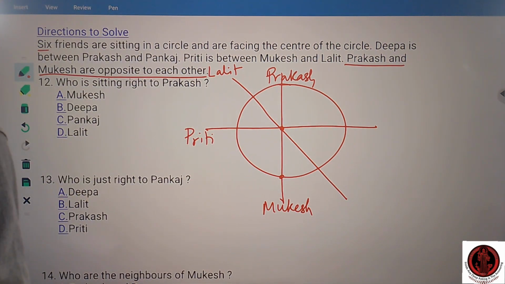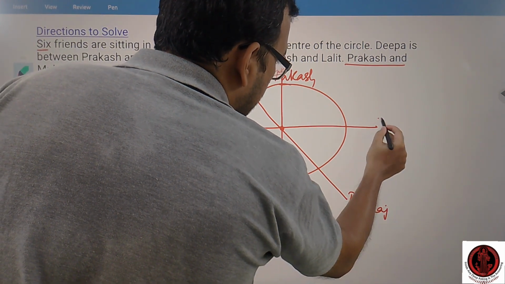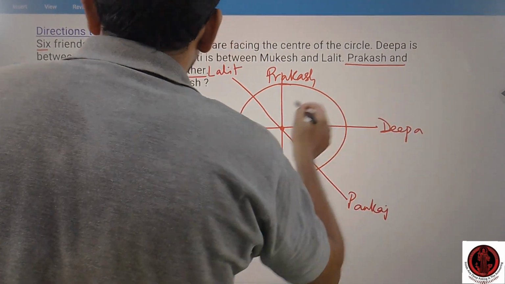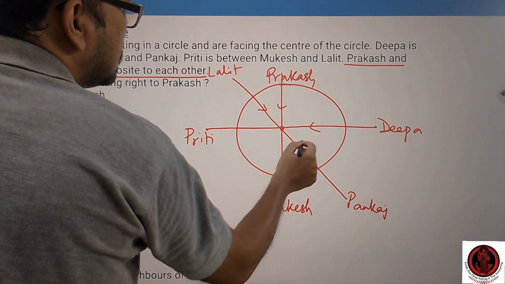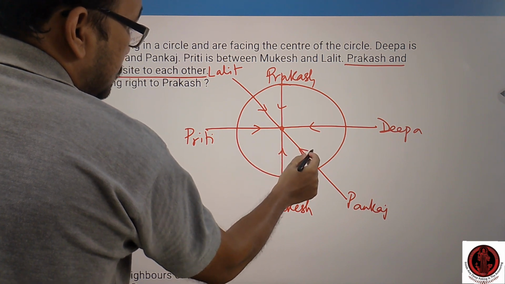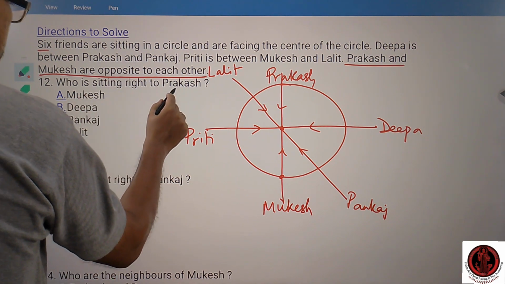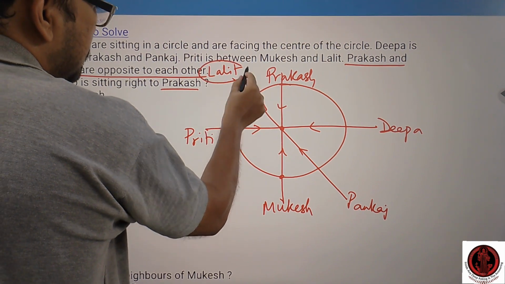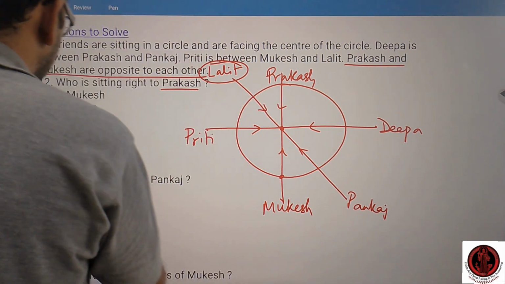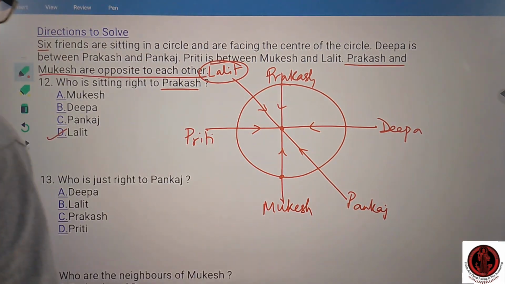Now Deepa is between Prakash and Pankaj. This is Prakash. So this will be Pankaj and this will be Deepa, because Deepa is between Prakash and Pankaj. So this is the diagram. All are facing the center of the circle. Now the question is, who is sitting right to Prakash? Now this is Prakash. So right to Prakash is which one? Lalit. So answer is option D.